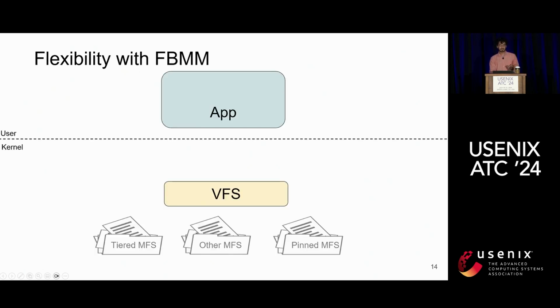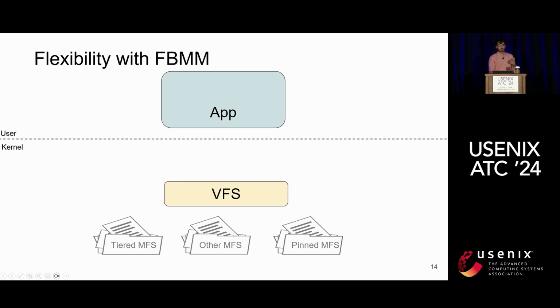While transparency is nice for general purpose applications, more sophisticated applications may want more control over their memory management behavior. With Linux currently, the application control is limited to the options available to the mmap and madvise system calls. However, with FBMM, an application can choose to use an MFS that has the exact policies it wants.